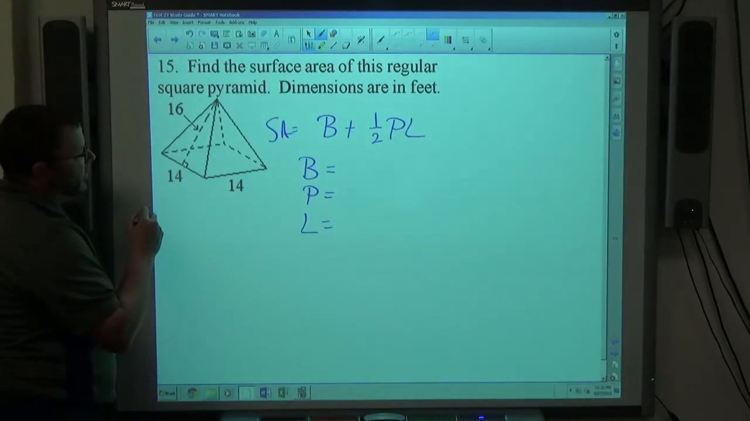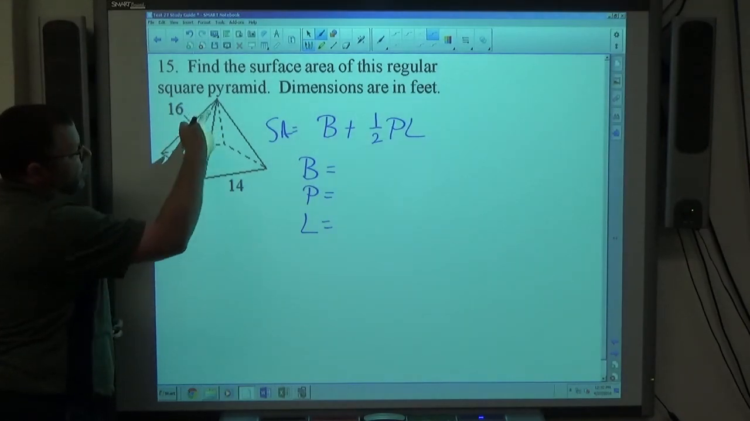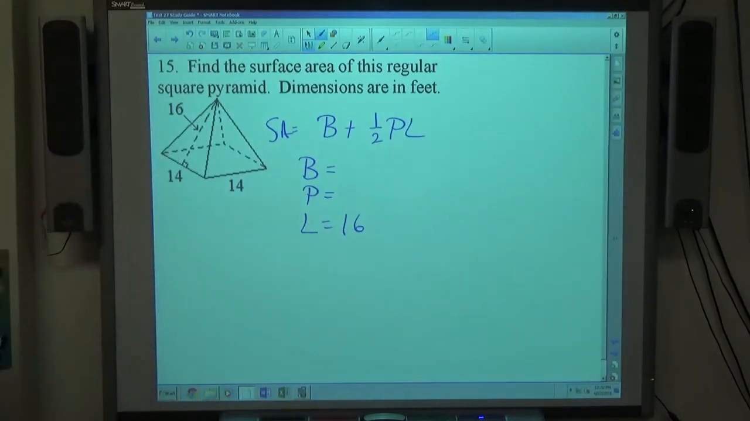The slant height is the distance from the edge up to the point at a right angle to the edge. So 16 would be the slant height. You're going to find that by inspection on the test. You find it by inspection here.